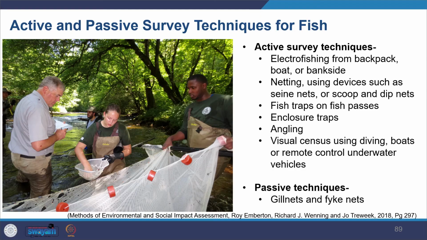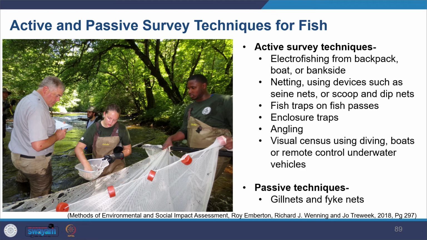You have certain active survey techniques, like electrofishing from a backpack, boat, or bank side. You have netting using devices such as seine nets or scoop and dip nets. Then fish traps or fish passes. Then you also have enclosure traps. Then angling and visual sensors using diving. You can use boats, remote control underwater vehicles. Then you have passive techniques which include gill nets and fyke nets.